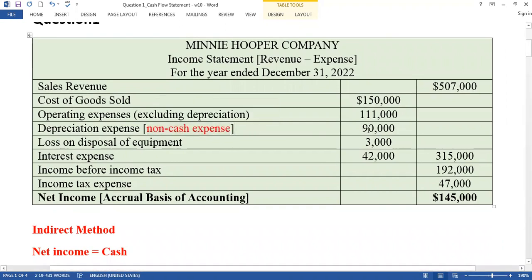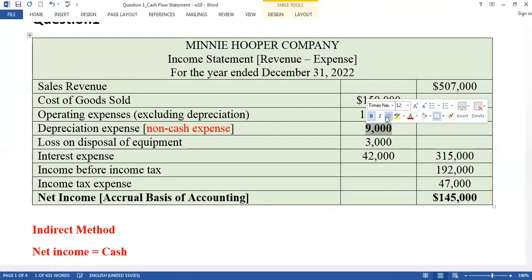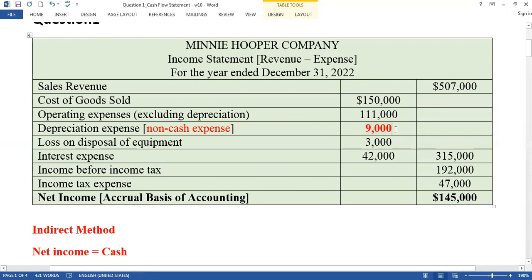Depreciation is non-cash expense, and we record not $99,000. We record $9,000 depreciation expense. Okay. Now tell me, you record $9,000 expense. Your net income increases or decreases? Because of this $9,000, is net income increasing or decreasing? Decrease, right? Because if you record expense, it will decrease your net income. So net income decreases, but cash does not decrease, right?